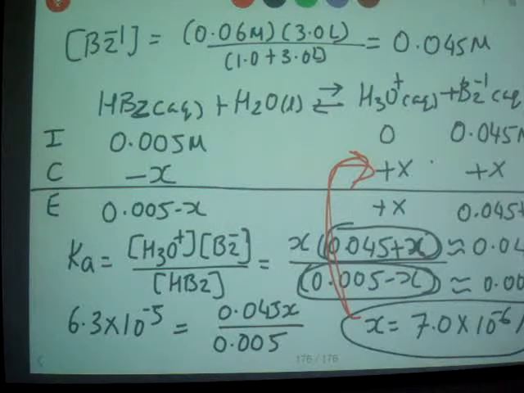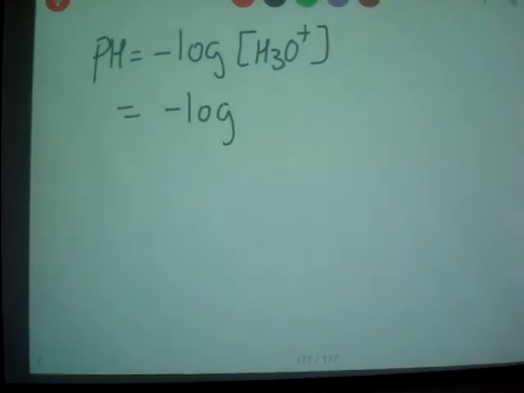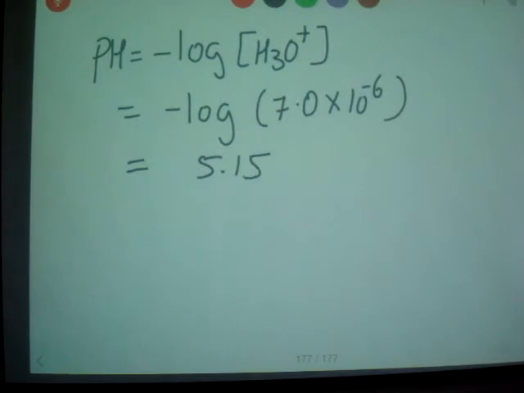So, now let's go to the next slide. And we can say pH equals minus log of the H3O plus ion concentration. So minus log 7.0 times 10 to minus 6. And when you calculate, you get a pH of 5.15. So that way you can calculate the pH of this buffer solution.